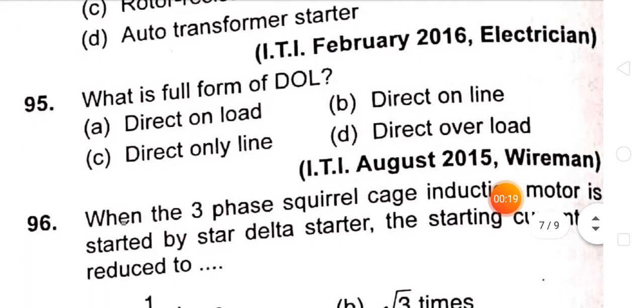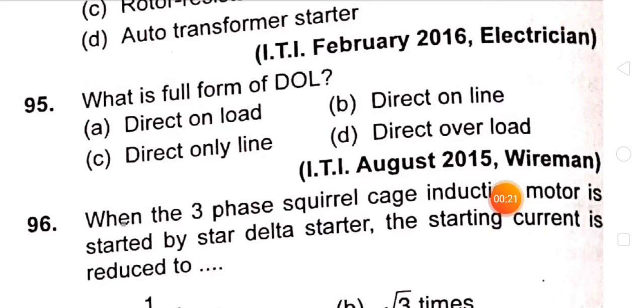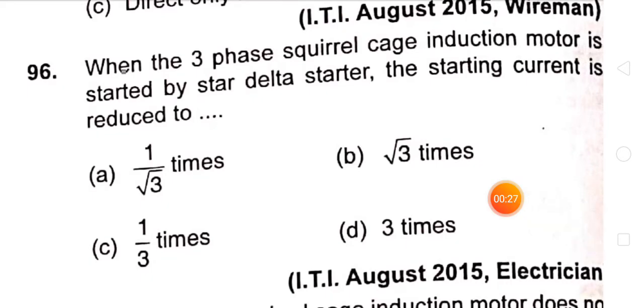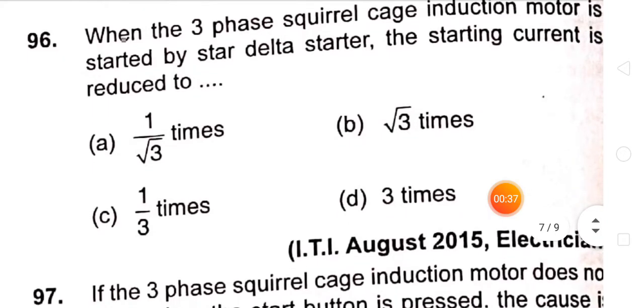What is the full form of DOL? Direct online. When the three-phase squirrel cage induction motor is started by star delta starter, the starting current is reduced to 1 by 3 times.